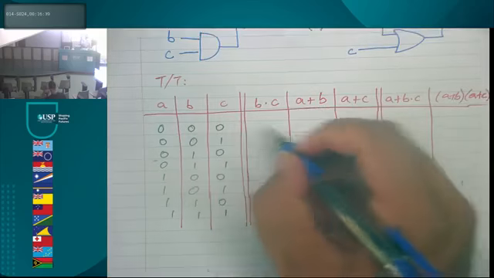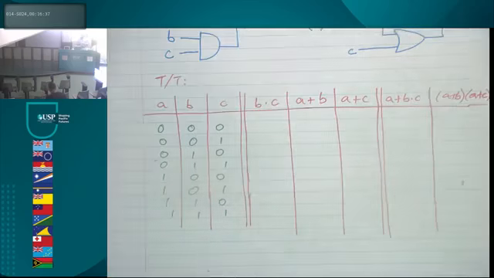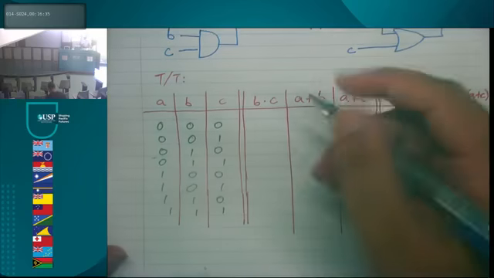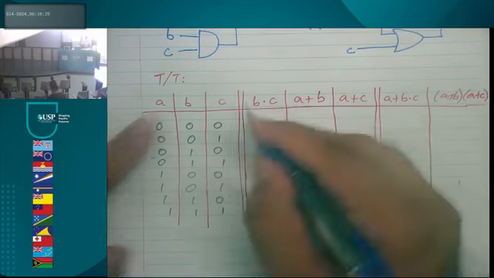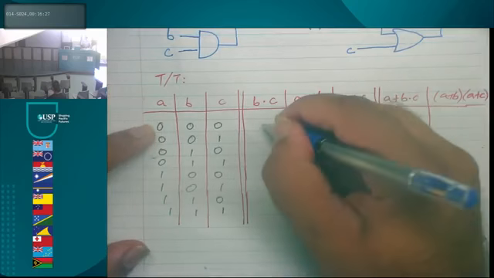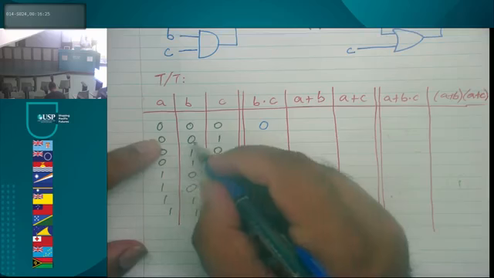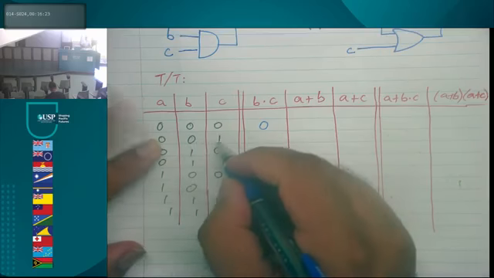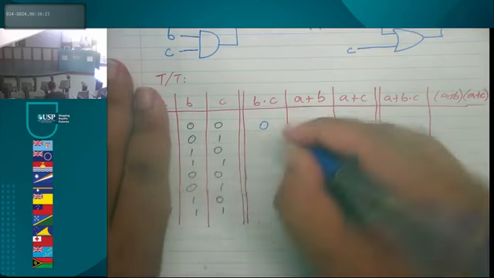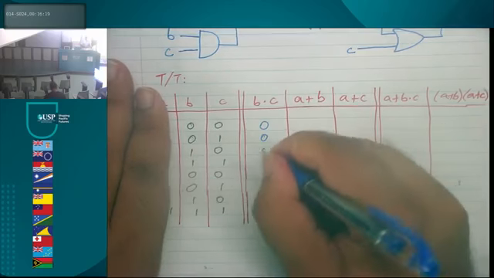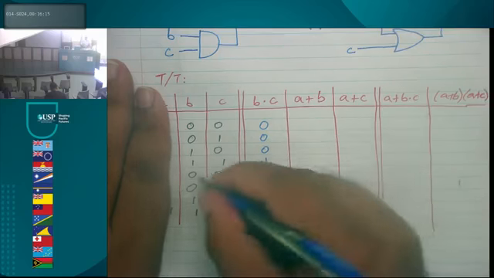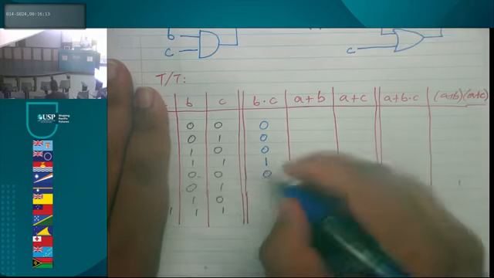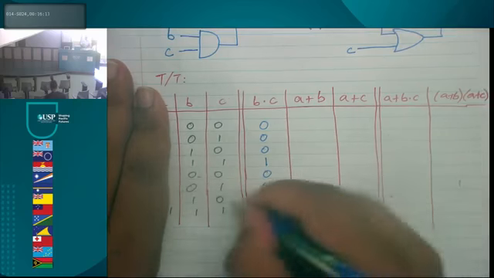B and C. Can you help me here now? Let's do this problem. B is 0, C is 0. B and C will be a 0. B is 0, C is 1. There will be 0 because one of them is 0. This will be a 0. 1 and 1, 1. 0 and 0, 0. 0 and 1, 0. 0 and 1, 0.